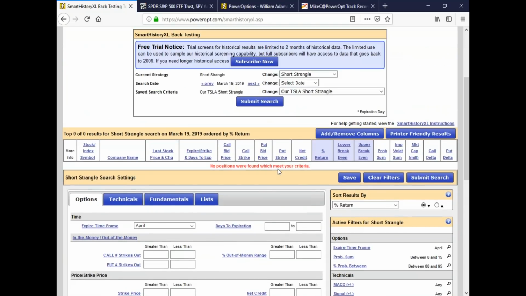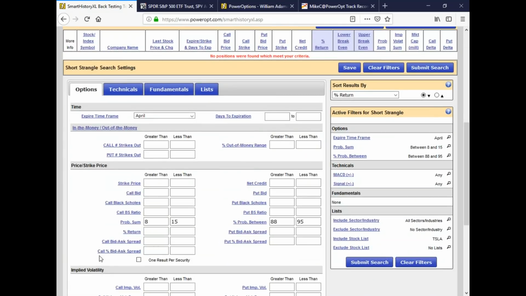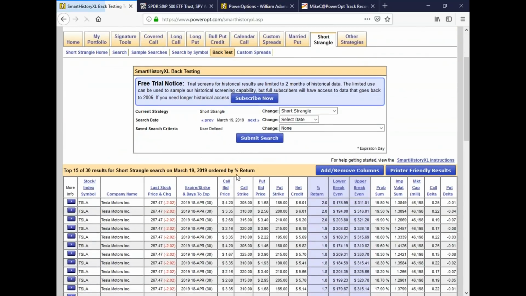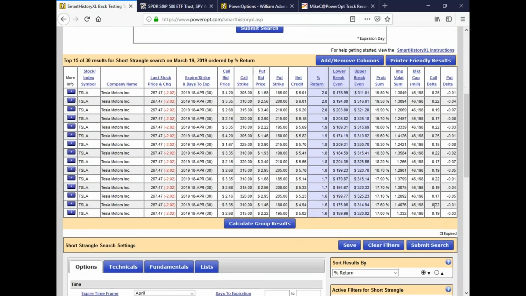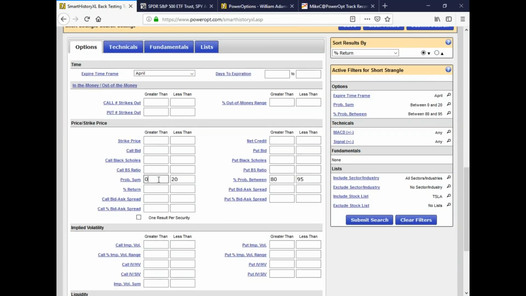So I'm not seeing any from March to April. Let's open this up. Let's go 0 to 20 and 80 to 95. I don't think we'll get the 16 delta you want per se. Yeah, these are too high. These are in the 20s, 22, 23. Yeah, those deltas are too high. So let's get this back again.